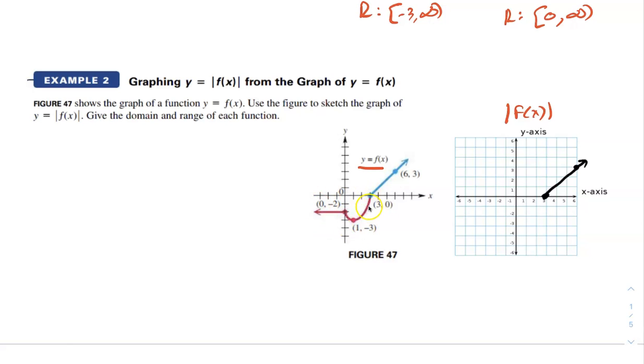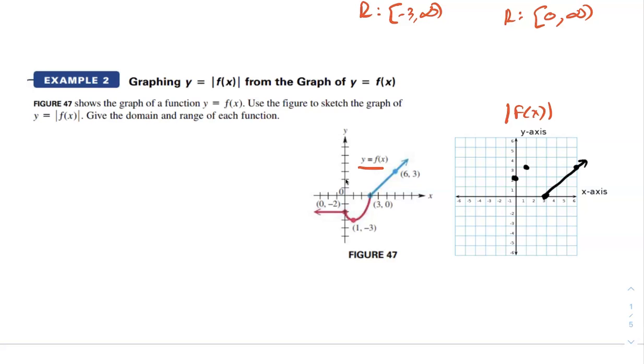This part, though, the absolute value makes all this positive. So if you have points here, we can use the points. That was 1, -3. Now it's going to be 1, 3, because absolute value makes the y value positive. The point right here, 0, -2, is now going to be 0, 2.